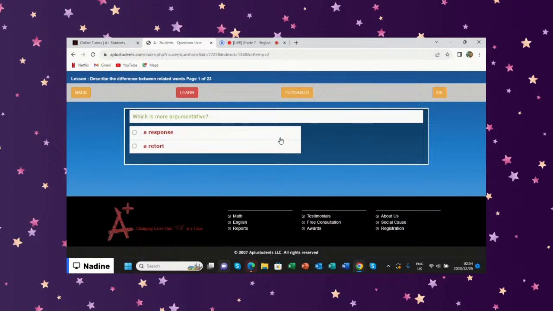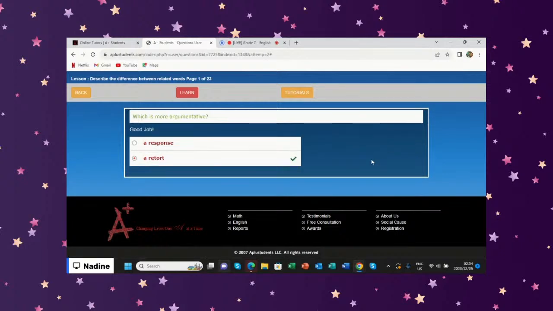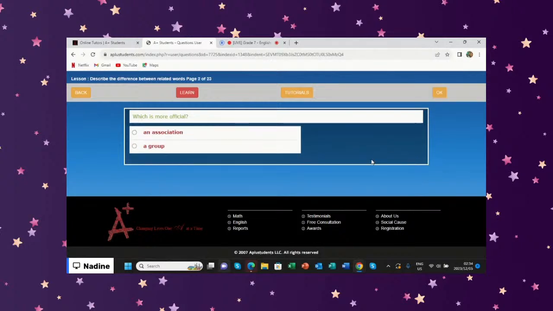And if we look at these two words, based on the shades of meaning, we can say a retort is more argumentative. Because if you're just responding to someone, you're responding in a neutral way. But a retort is in a more angry, witty, sharp way. A retort is more argumentative.